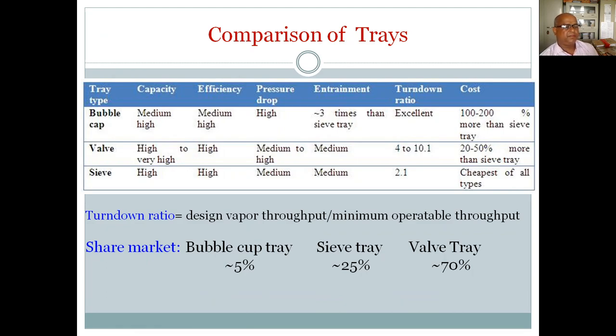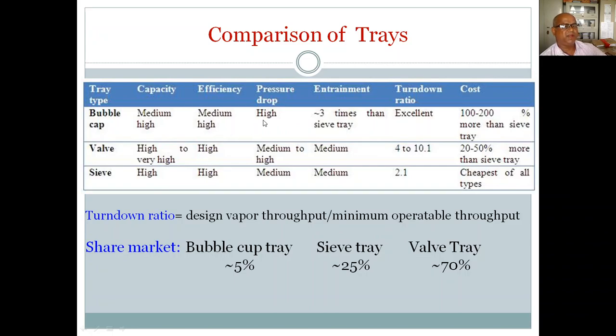Now if you take the comparison: capacity of the column for the bubble cap is medium to high. For the valve tray it is high to very high, and the sieve tray is also high, whatever capacity it can take. Efficiency for the bubble cap is medium to high, and for the valve and sieve trays it is high. Efficiency in these two trays is high.